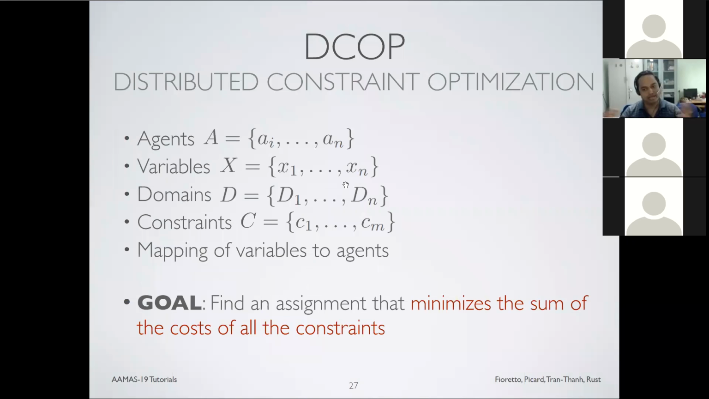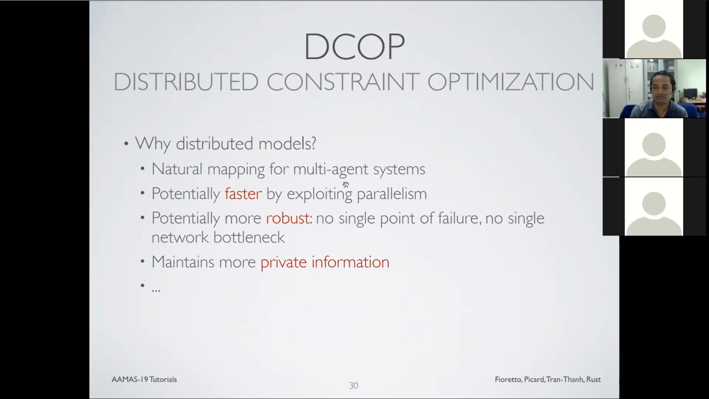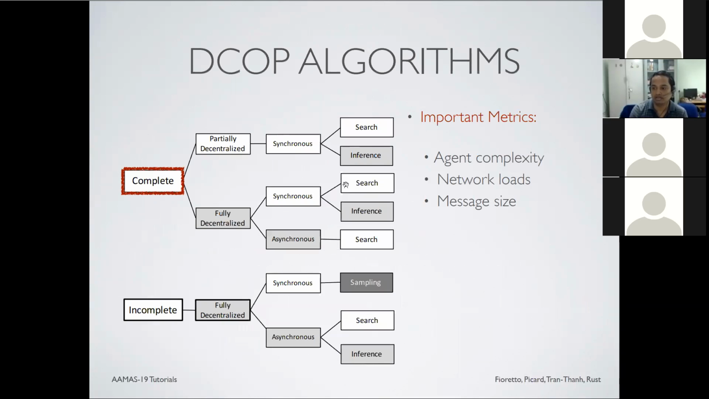Agent set, variable, domain, constraint, everything you already are familiar with. Here each agent is responsible for choosing the value of X1. A2 is responsible for choosing the value of X2, and so on. The goal is to find an assignment that minimizes the sum of the cost for all the constraints. Here, as we said, the objective is the cost, so obviously the objective will be to minimize the total cost. So that was our last class discussion, and based on that we started the algorithms.